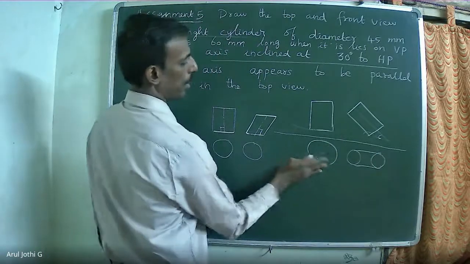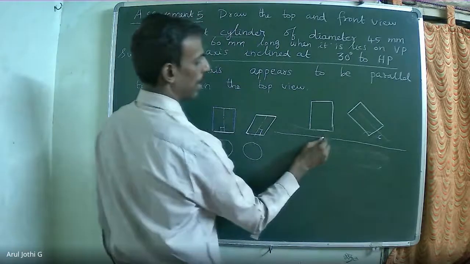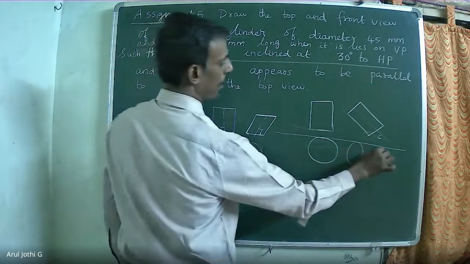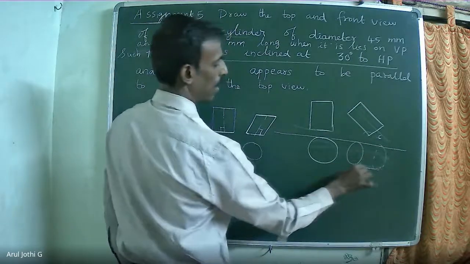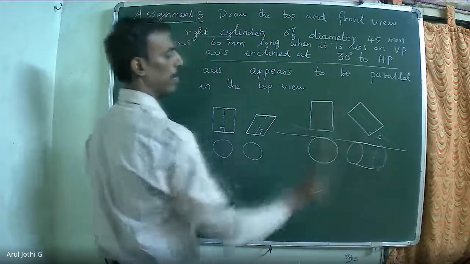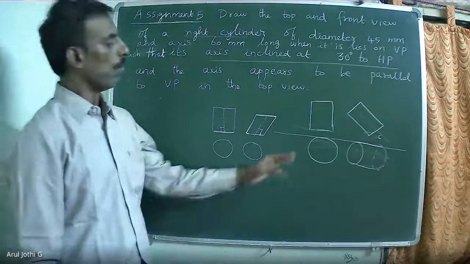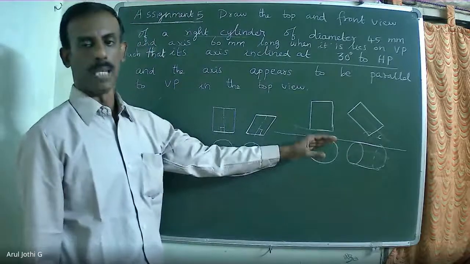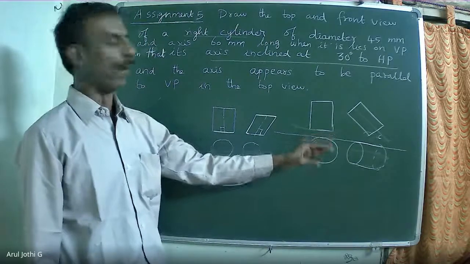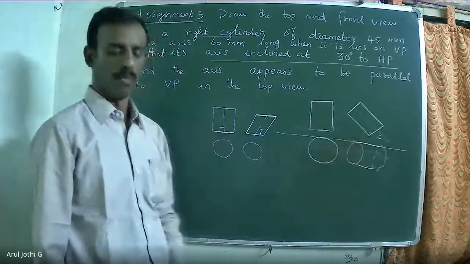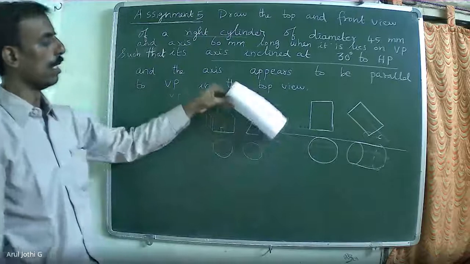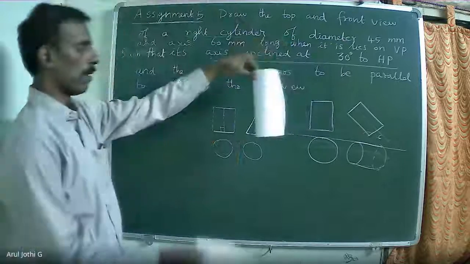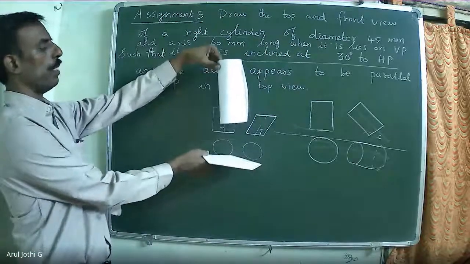What you have to do is the top view should touch the XY line so that one of the generators is touching the VP. Now, axis inclined to HP, the cylinder is touching the vertical plane, lies on VP. Or we can say that one of the generators lies on VP. So this is the orientation of the cylinder. This is the initial position. This will be the initial position above the horizontal plane.